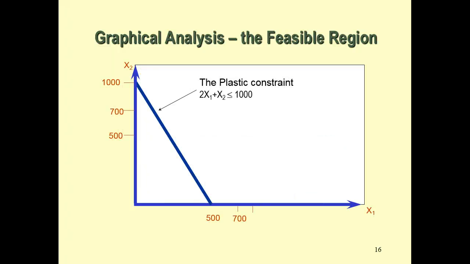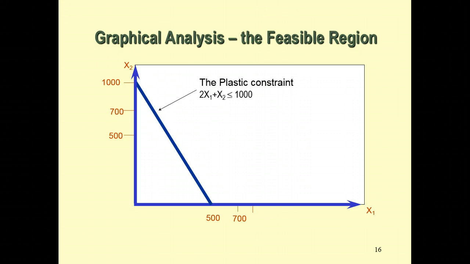Now, we want to layer in the plastic constraint. The plastic constraint is a line, is it not? It says 2x1 plus x2 is less than or equal to 1,000. Now, how do I graph a line? There's 2 ways to graph a line. What's one way to graph a line? I can have a point and a slope, right? That defines a line. Or 2 points define a line, right?